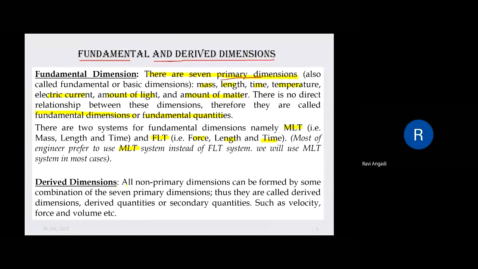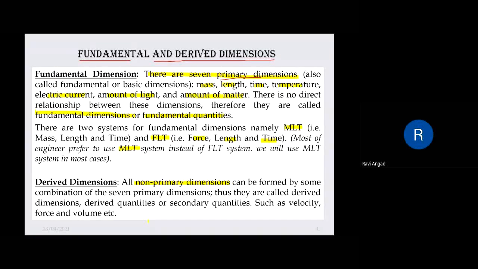Then what do derived dimensions mean? All non-primary dimensions can be formed by some combinations of the 7 primary dimensions. Thus they are called derived dimensions. Derived quantities such as velocity, force, and volume are called secondary quantities or derived quantities. Primary quantities are independent and have no relationship among them. But secondary or derived quantities are those expressed in terms of the fundamental or primary quantities.